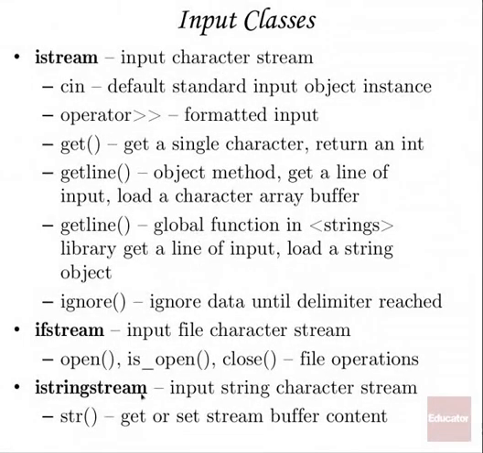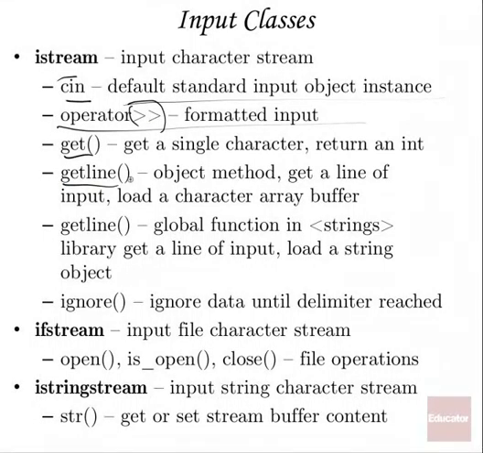Our input classes. We've got the istream input class. That's any sort of input, particularly your standard input, which is what cin is. Or if you define any other types of input streams in your application, it will be either an istream object or derived from an istream object. So you get your default standard object instance. You can use the operator for formatted input from whatever that input stream is. You can use the get method to get one single character. Getline gives you a line of input.